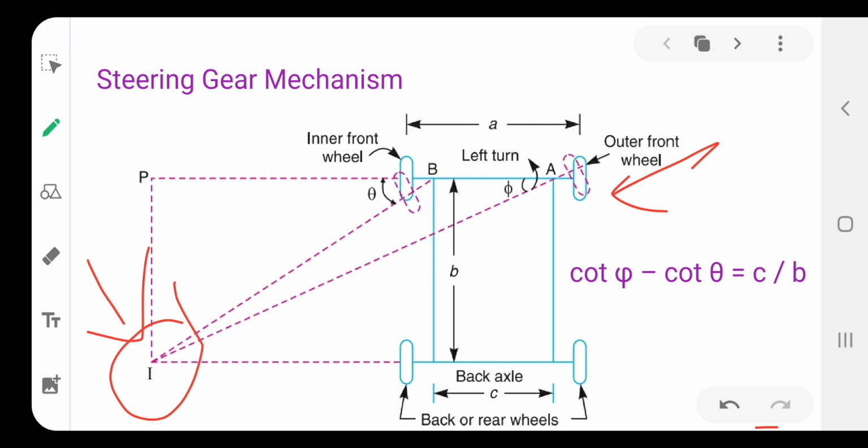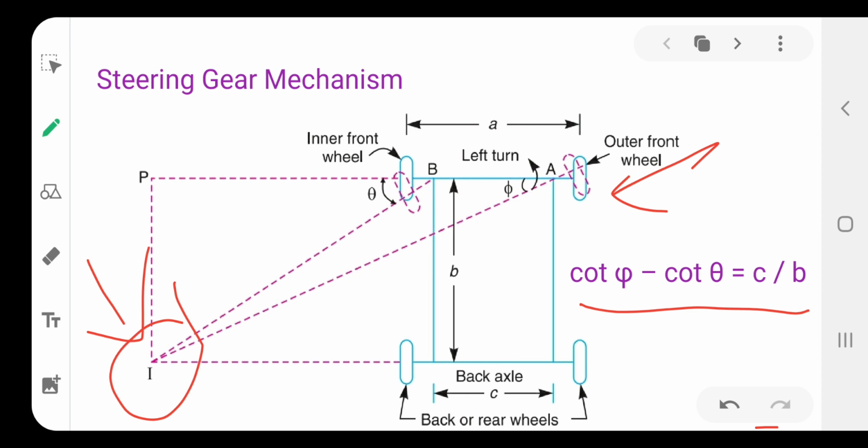Now in triangle IBP, cot theta equals BP upon IB, and from triangle IAP, cot phi equals AP upon IP. From these equations, we get the final answer: cot phi minus cot theta equals c upon b, where c is the distance between pivots A and B, and b is the wheelbase. This is the fundamental equation of correct steering.